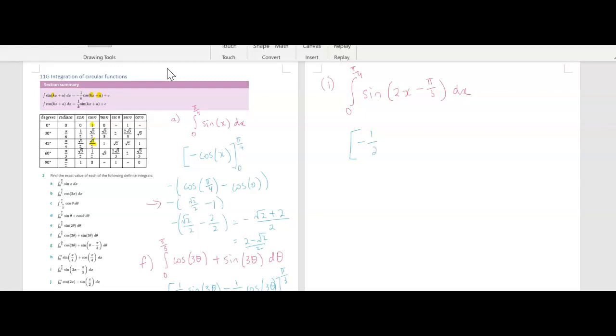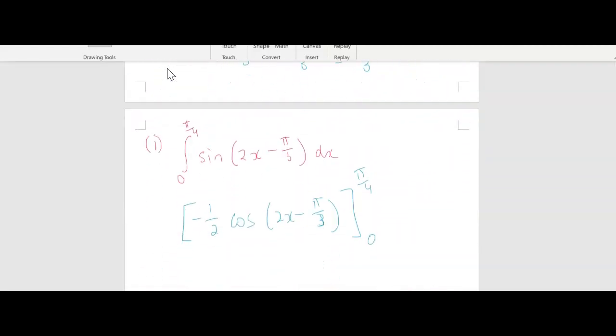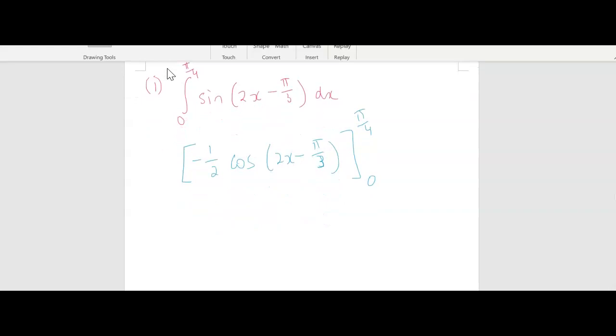So we're going to have -1 on 2 cos of 2x minus pi on 3, and then we're going from pi on 4 and 0. Okay, make that a bit bigger so we can see it. So substituting in pi on 4, we've got negative 1 on 2 cos 2 times pi on 4 minus pi on 3. Don't worry about that for now, let's just do the substitution because I can see there's a fraction there. Then we've got minus negative half cos 2 times 0 minus pi on 3. So we just need to tidy that up a little bit.